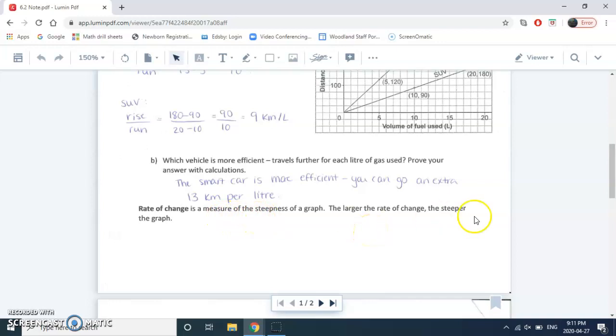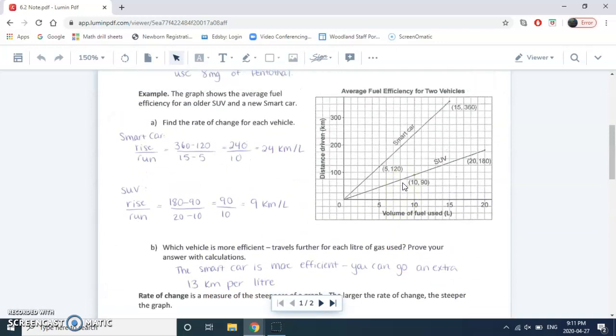Now remember that the rate of change is a measure of the steepness of a graph. The larger the rate of change, the steeper the graph. So if we were to add another vehicle in here that was for some reason more efficient than a smart car, the line would be steeper, so it would be a higher line up here. Or a less efficient vehicle would have more of a straighter line, or a horizontal line going down this way below the SUV.